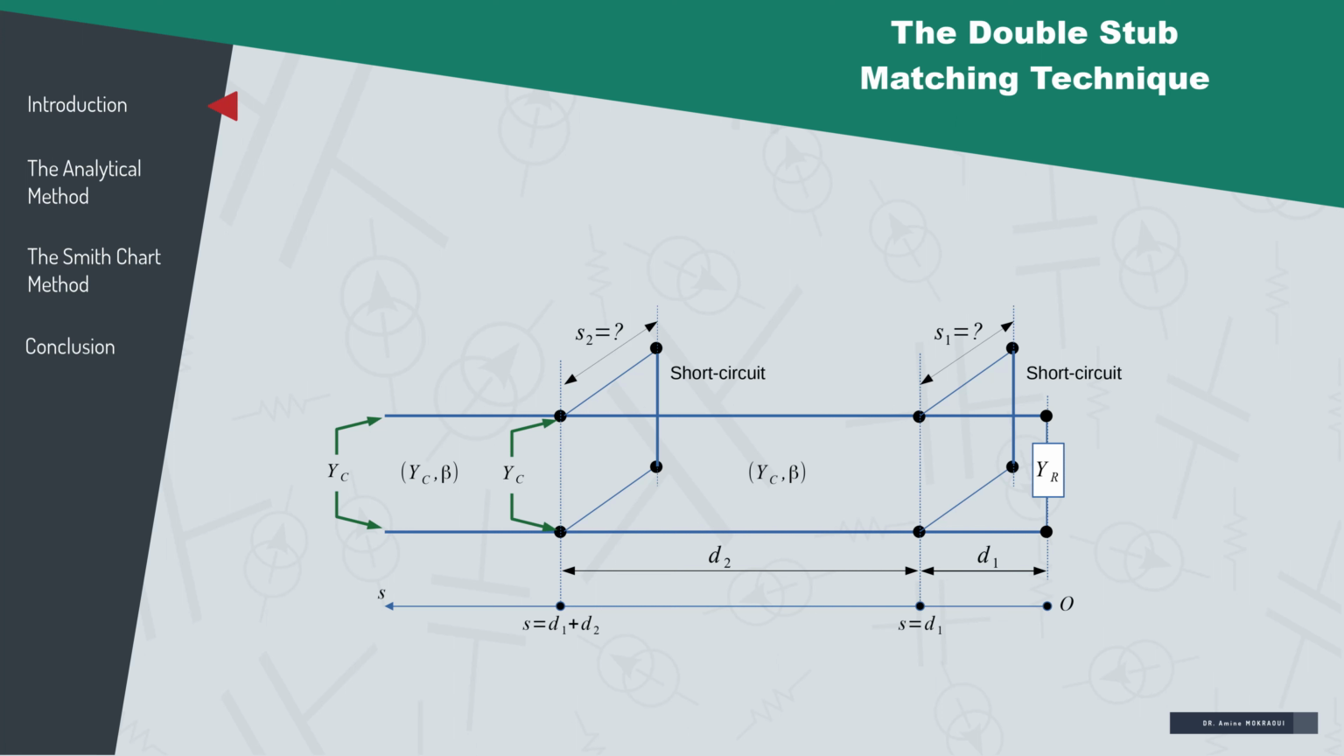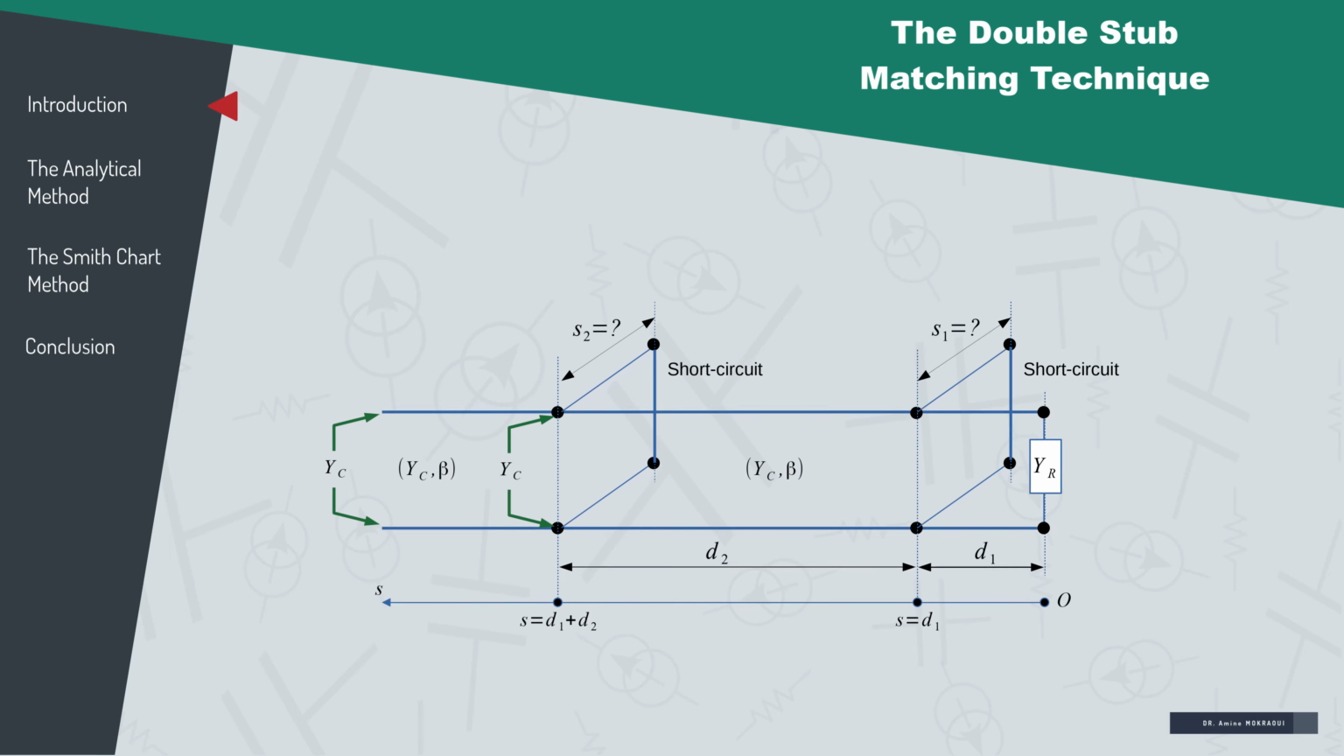It's worth mentioning that when using the double stub matching technique, the lengths D1 and D2 are assumed to be fixed according to some technical aspects. The design of the matching network comprises finding the lengths S1 and S2, which can be found either analytically or thanks to the use of the Smith chart. Unlike the simple stub matching technique, it is not always possible to achieve matching. That is, S1 and S2 do not exist in some circumstances that will be defined later.